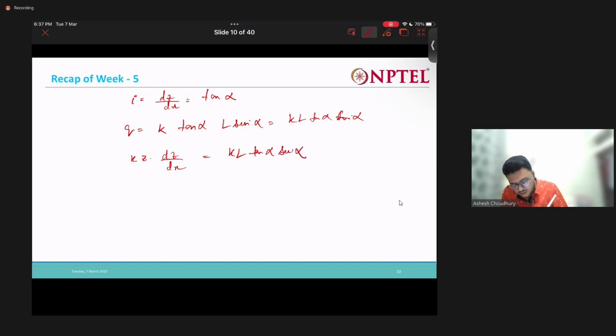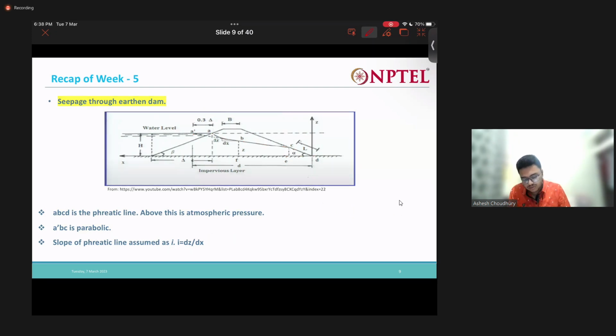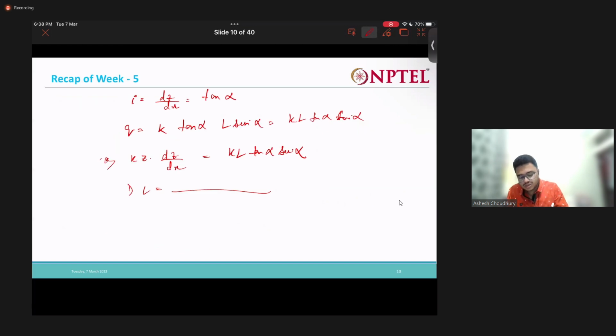Now if we integrate this equation, we can actually get the expression for L. What is L? L is this length. Why do we need L? We need L to find the point C. The point C gives us the point where my phreatic surface ends. So to get this point C, we need this length L, and to get this length L, we need to do all this.